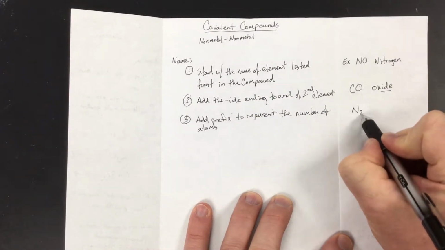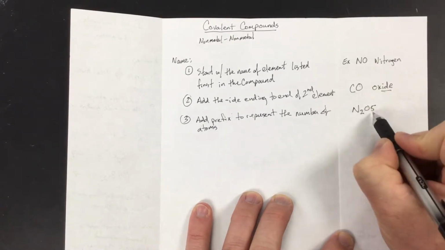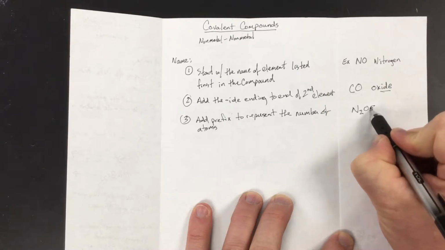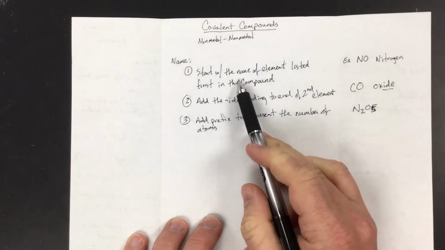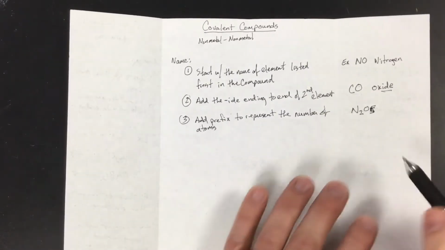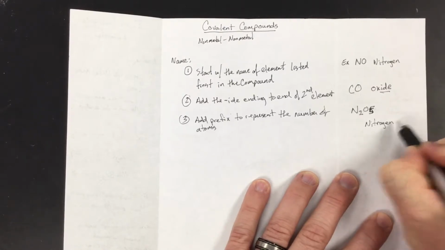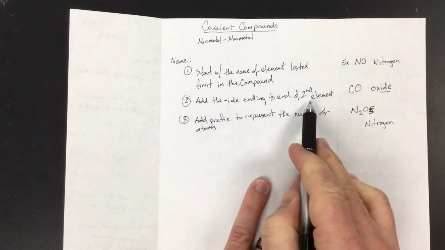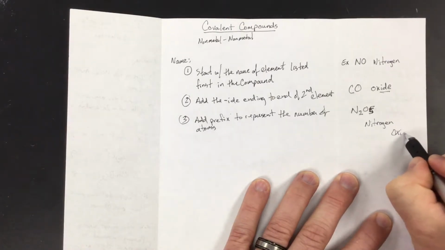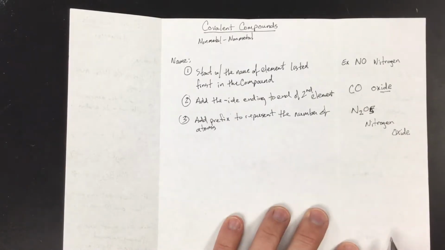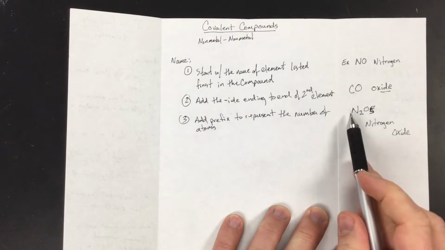If we have N2O5, whoops, sorry, that 5 should be down here, folks. Don't follow my example. Okay? When we apply rule number one, the name of the first element is nitrogen. So we would write nitrogen, okay? Rule number two says we take that second element, oxygen, and we add the ide ending, it becomes oxide, okay? The part that is brand new for us is adding a prefix. We have two nitrogens here.